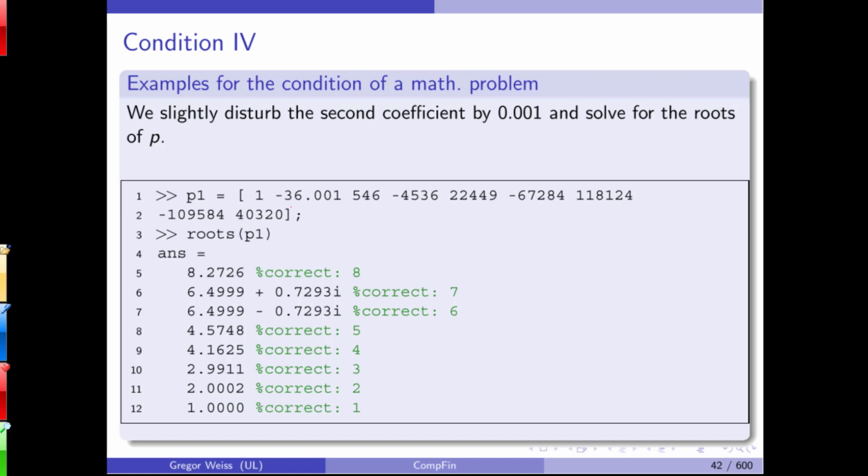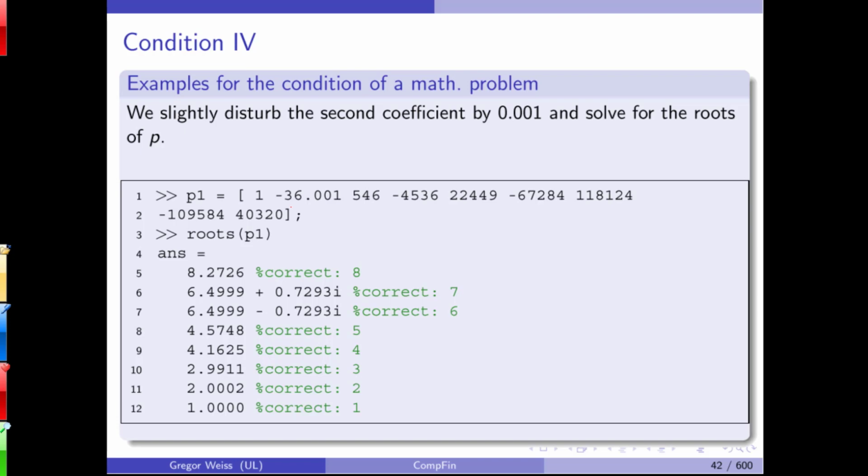And we are expecting 1, 2, 3 through 8, and the result is 1, 2.0002, 2.99111, 4.16, 4.57, completely wrong. 8.27 and 6.499 minus 0.7293i. Two observations. First, a tiny error in the input data, and the algorithm gives you a result that is nowhere close to the solution.